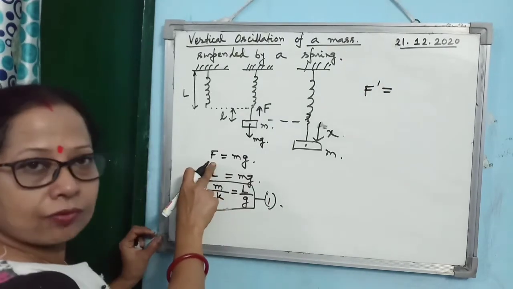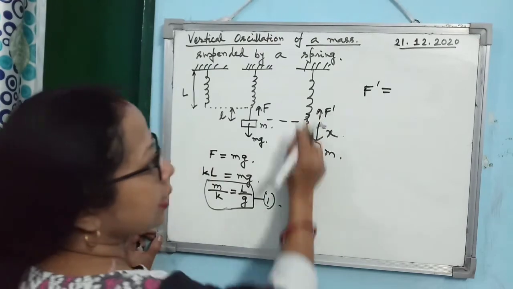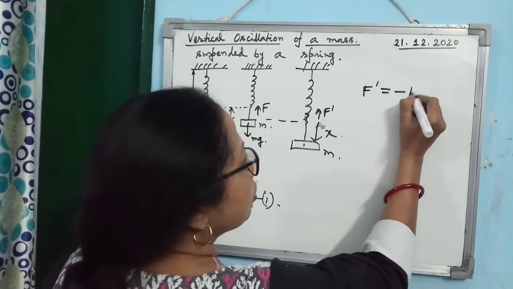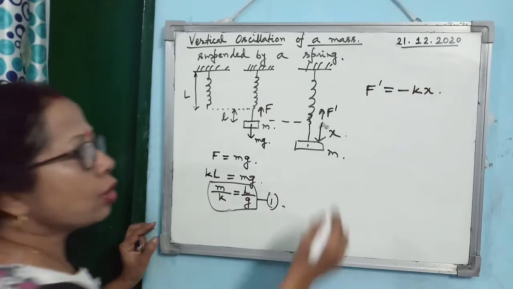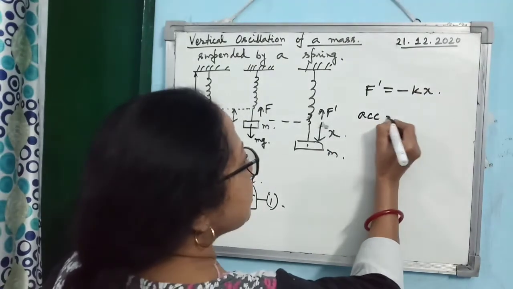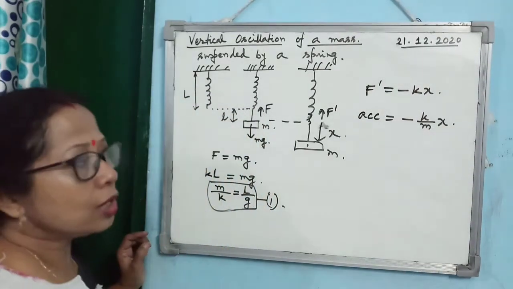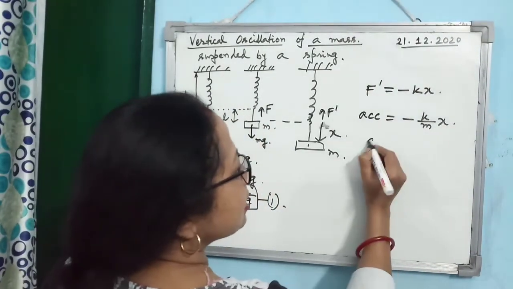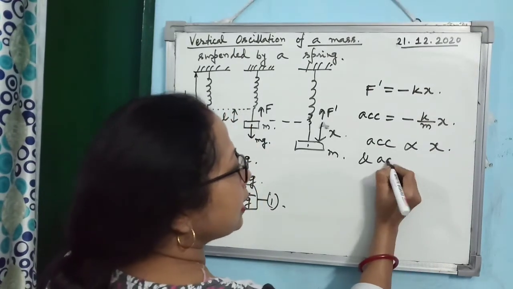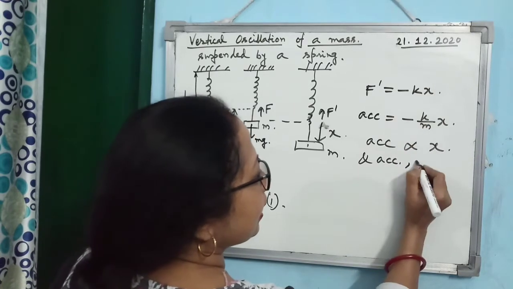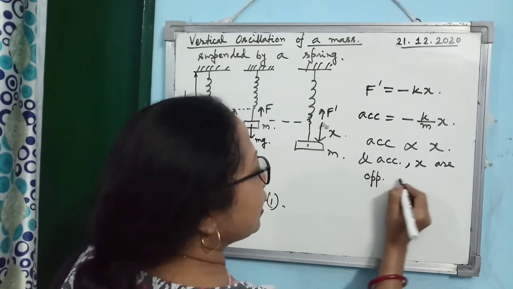Because already F I have used here. So, what will be F dash? Restoring force acting in the upward direction. According to Hooke's law, it is given by minus K into X. Is that clear? So, you see, what will be the acceleration? Minus K by M into X. Isn't it? So, you are getting that acceleration is directly proportional to X. And not only that, this negative sign indicates acceleration and X are oppositely directed.